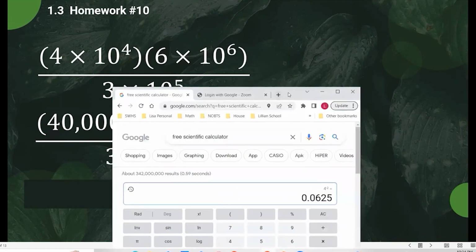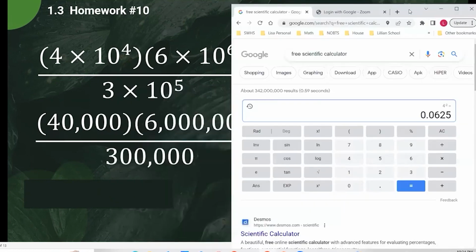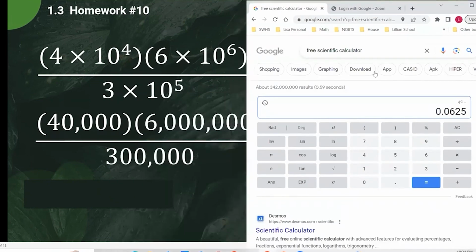All right, so we're going to grab our calculator. I'm going to clear that out and we're going to say 4 with 4 zeros, 1, 2, 3, 4, times 6 with 6 zeros, 1, 2, 3, 4, 5, 6. And then I'm going to hit enter because that's my numerator.